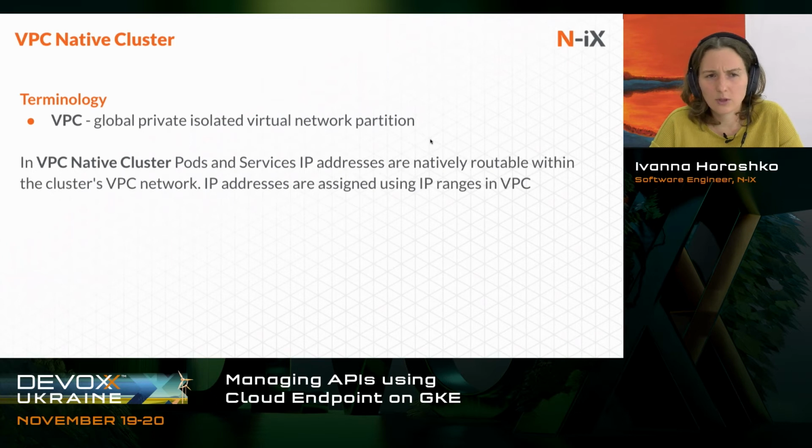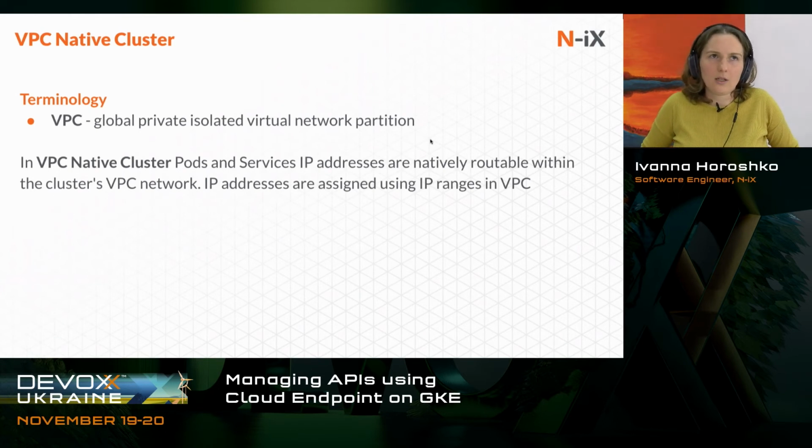So, a small terminology: VPC is a global private isolated virtual network partition. I honestly copy-pasted that definition from the Google site. Really, what it is is your private network. On GCP, when you create your project, you have a default network defined for you, but if you want, you can change it. Basically, it means that for every region, you define IP ranges from which IPs will be taken when your virtual machines are created.